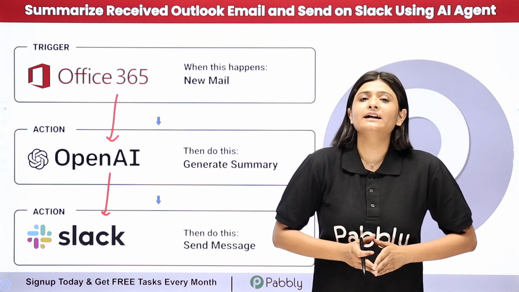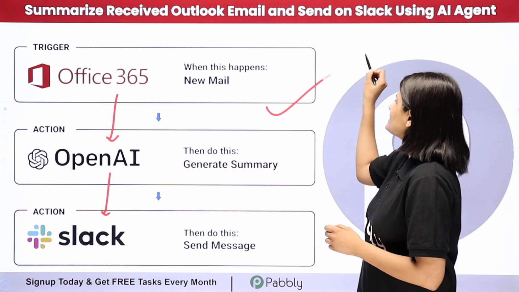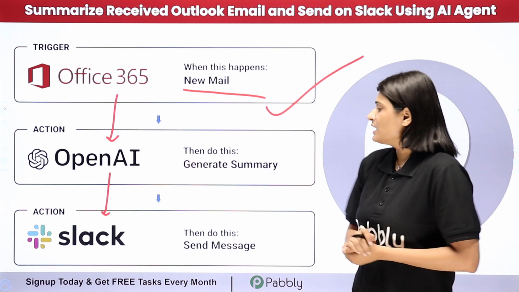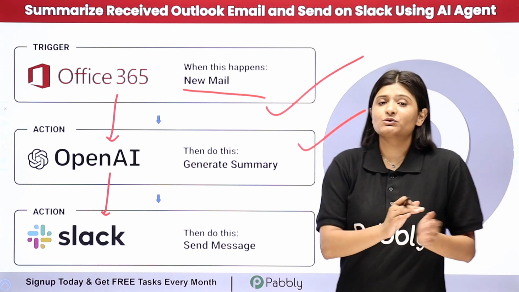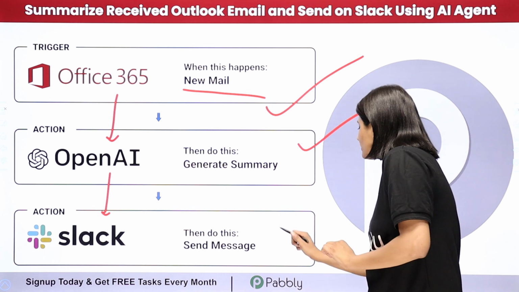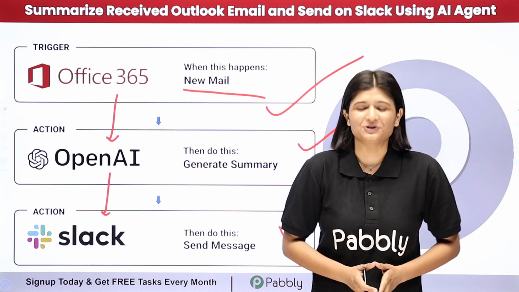With the help of Pabbly Connect, I am going to build this connection in such a way that whenever I receive a new mail in my Outlook, the summary will be automatically generated with the help of OpenAI, and it will be automatically sent to my team on Slack channel. Now if you want to learn the step-by-step process, then let me take you all to my screen.